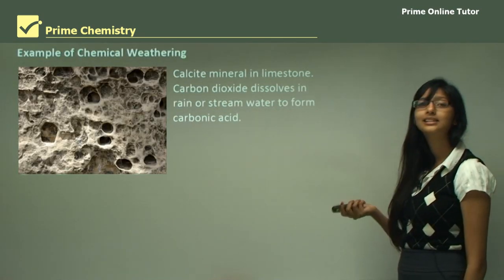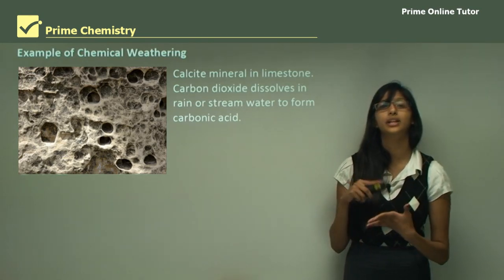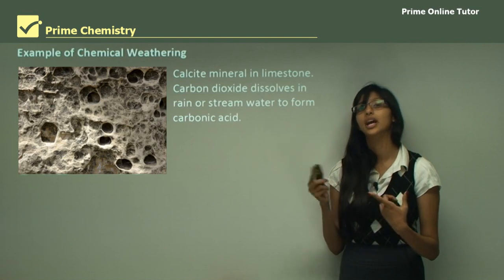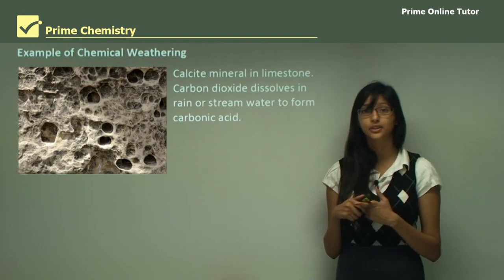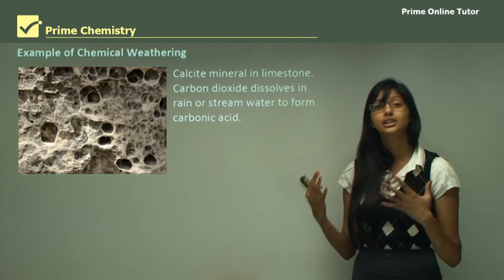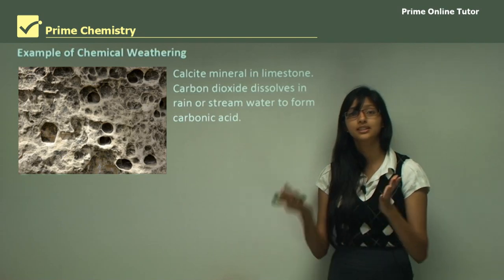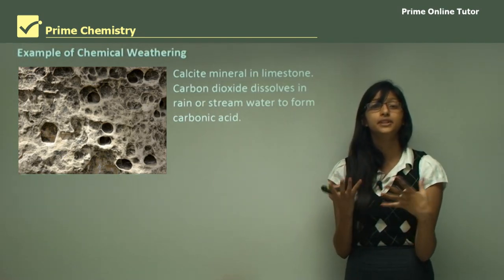Now let's look at an example of chemical weathering. You are probably thinking, what is the difference between chemical weathering and physical weathering? Why are we using these two different words, chemical and physical? Well, physical is just the breakdown of substances. It does not produce a new substance. The substance stays the same, so rock will remain the same rock if it's a physical weathering.